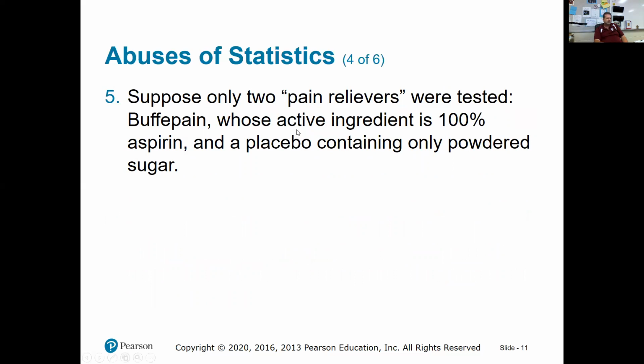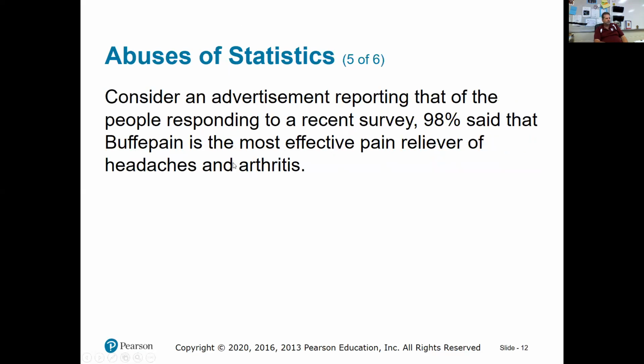Suppose only 2 pain relievers were tested, whose active ingredients are 100% aspirin, okay, this company uses 100% aspirin, and the placebo containing only powdered sugar. So if you're going to use a placebo, which you really should in your statistics, you need to have more than 1 pain reliever, probably.